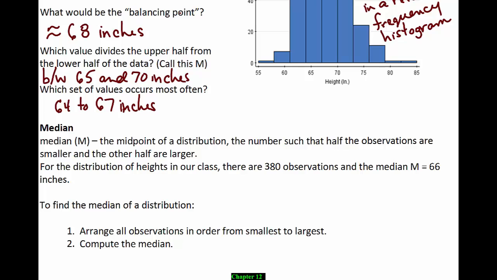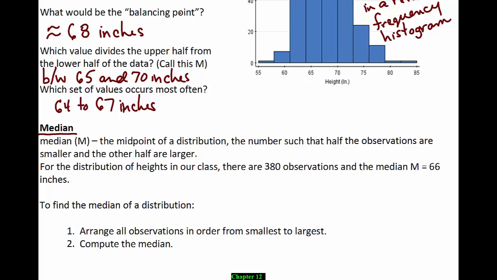The first measure of center we're going to talk about is the median. The median is the one we're going to denote by the capital letter M. This is the midpoint of a distribution, the number such that half the observations are smaller and the other half are larger. For the class height distribution from several semesters ago in Stat 110, there were 380 observations. This was a large class, and the median height was 66 inches. That means that half the class was shorter than 66 inches and half the class was taller than that.